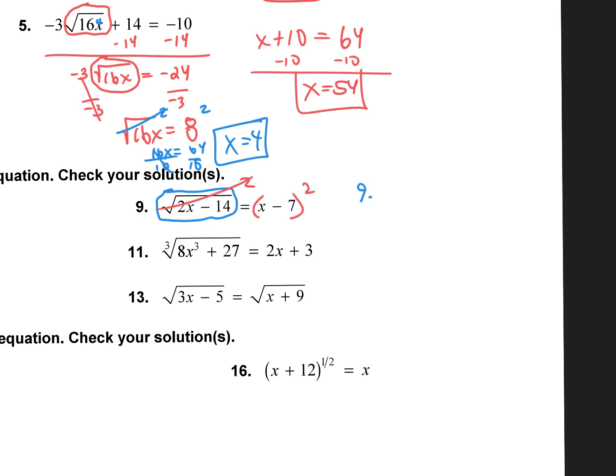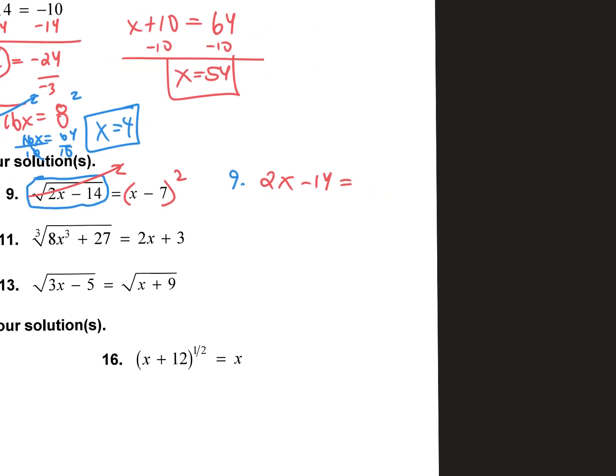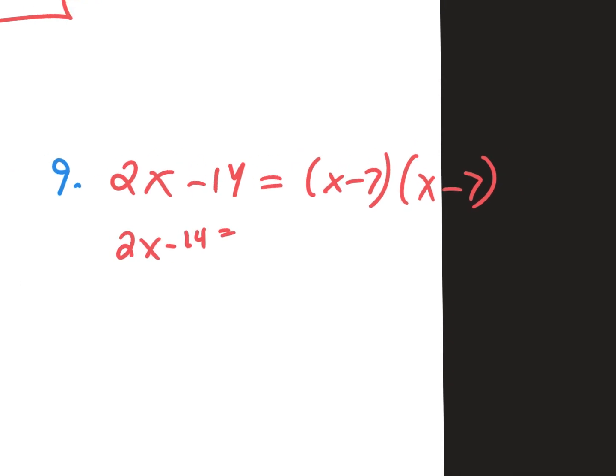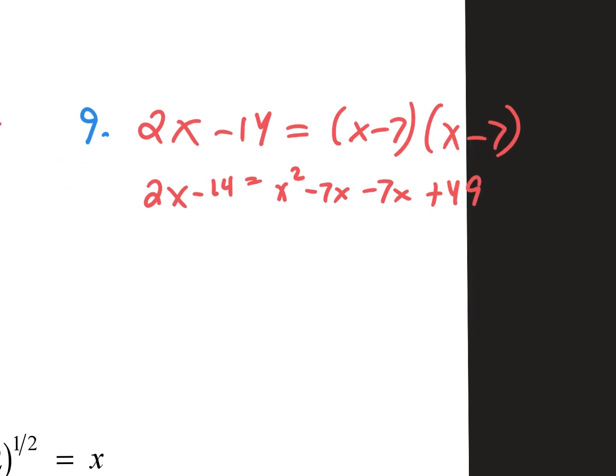When I square this square root, this just gives me 2x minus 14. What happens on the other side? Is that x squared and then 49? How do I write that out? X minus 7 times what? X minus 7. It's that quantity squared. So we have to FOIL. So I have my 2x minus 14 over here. And then when I FOIL, x times x is x squared. X times negative 7 is minus 7x. Negative 7 and x is minus 7x. Negative 7 times negative 7 is plus 49. Everybody with me? Do you notice now we have a quadratic?